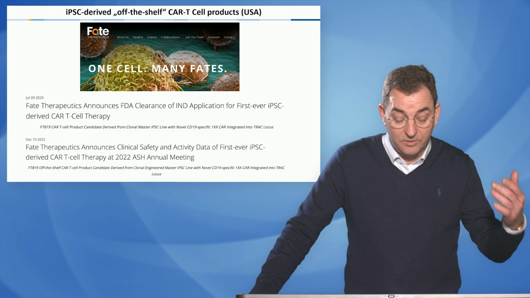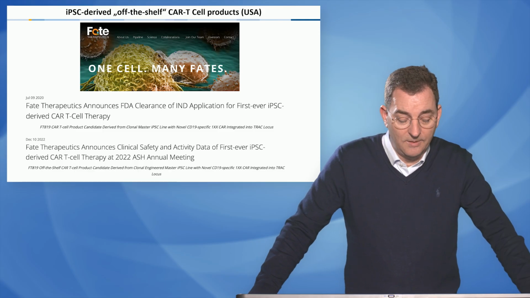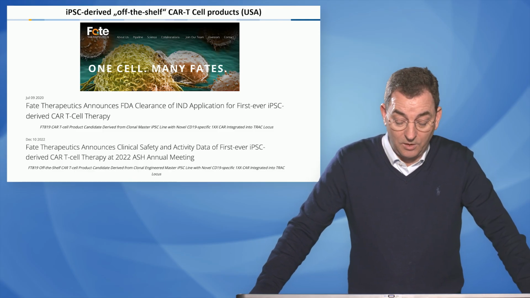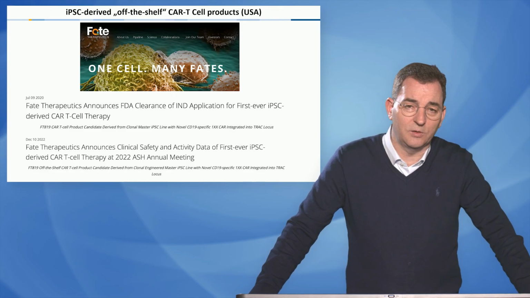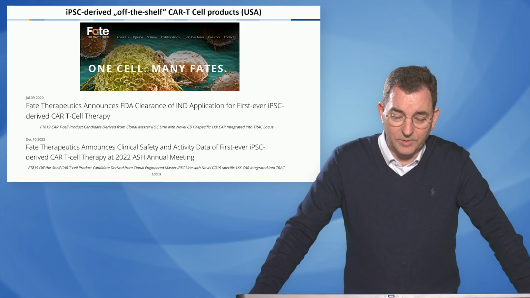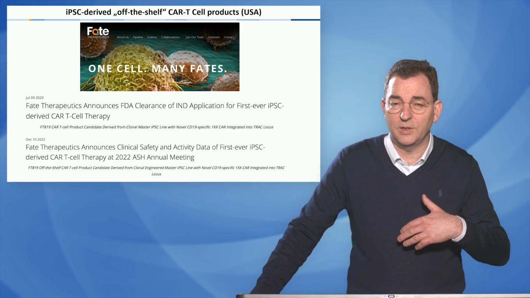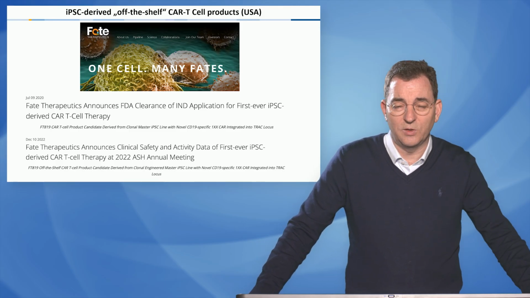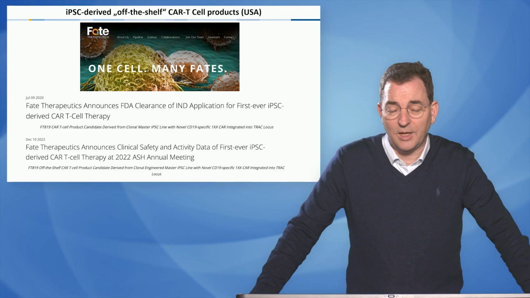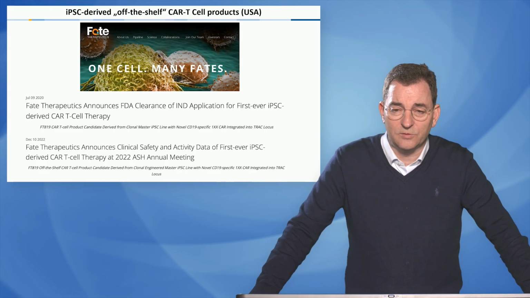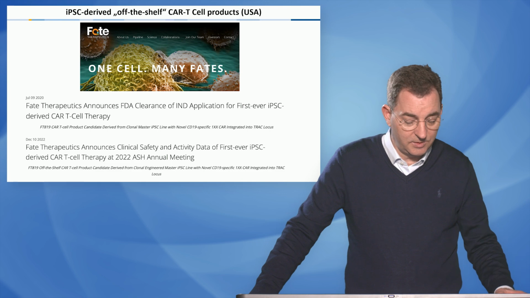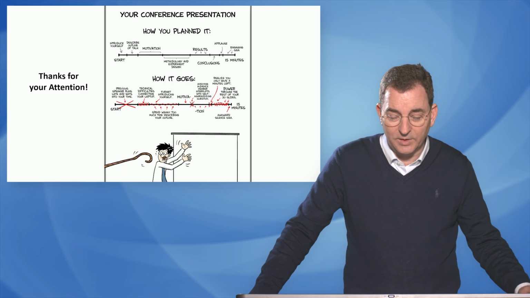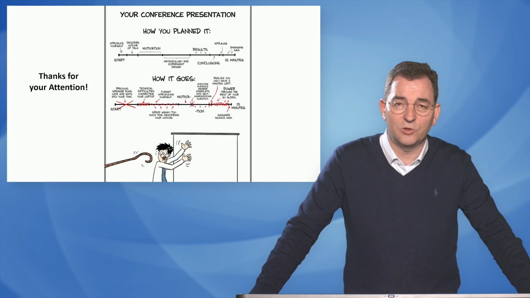And the company Fate Therapeutics, just to mention one, is at the stage where they already use it in clinical trials, which was reported a few years ago at the Aachen meeting. So we're making huge leaps towards the use of iPS-derived CAR T cells to make them available for many, many patients. And with that, I'm at the end of this lecture.